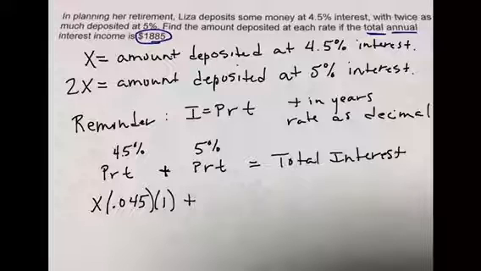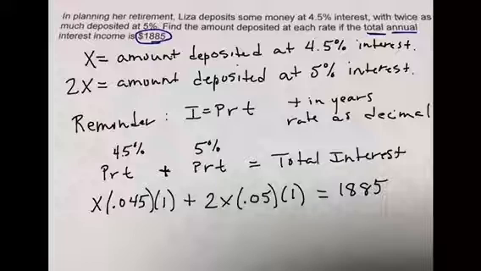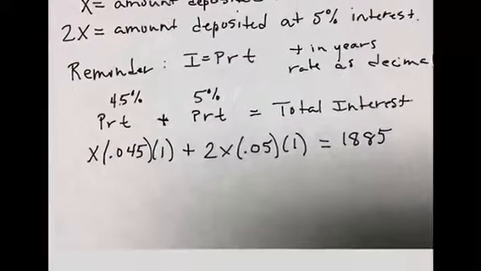Plus the principal for the 5% account, right here, that's how much we put in, is 2x, times the rate as a decimal is 0.05. Again, we put in for 1 year, and our total interest, as we said earlier, total interest right here is $1,885. So we have $1,885. Now we'll solve this equation for x.